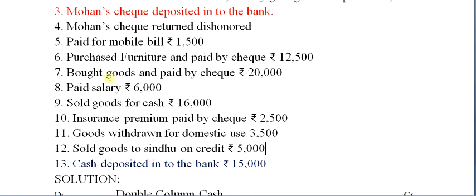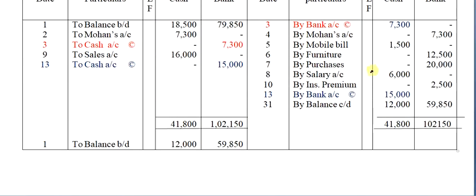Next, seventh point: bought goods and paid by check rupees 20,000. By the purchases, our bank balance reduces by 20,000. So that should be recorded under which side? Under the credit side. Seventh point, by purchases 20,000, bank balance reduces.